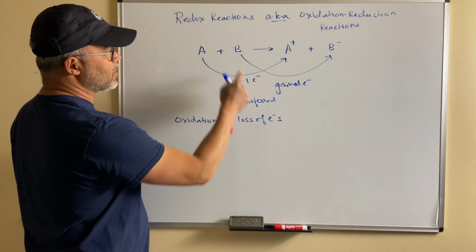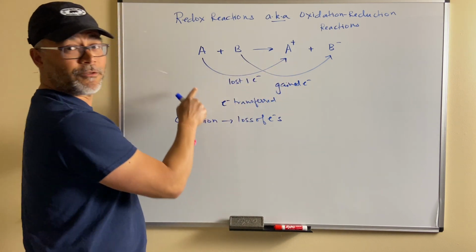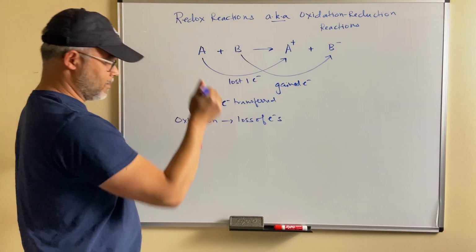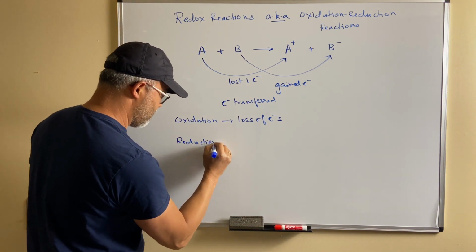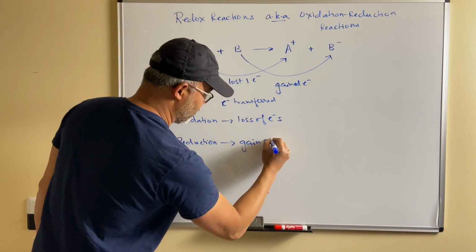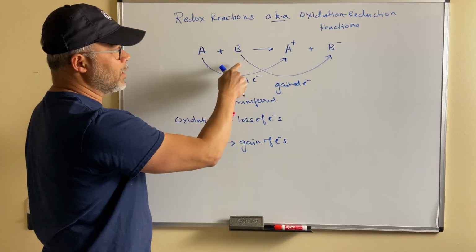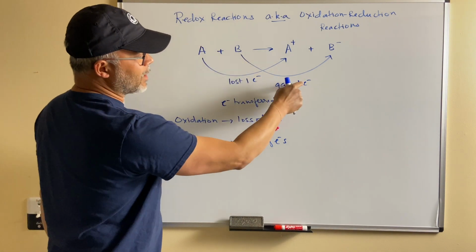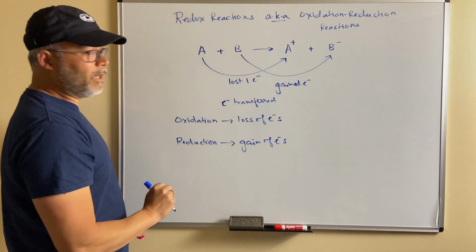So if you go back to this equation, we can see that A lost electrons, therefore A is oxidized. Now reduction, on the other hand, is defined as the gain of electrons. So if we go back to this equation, we can see that B gained electrons, therefore B was reduced.